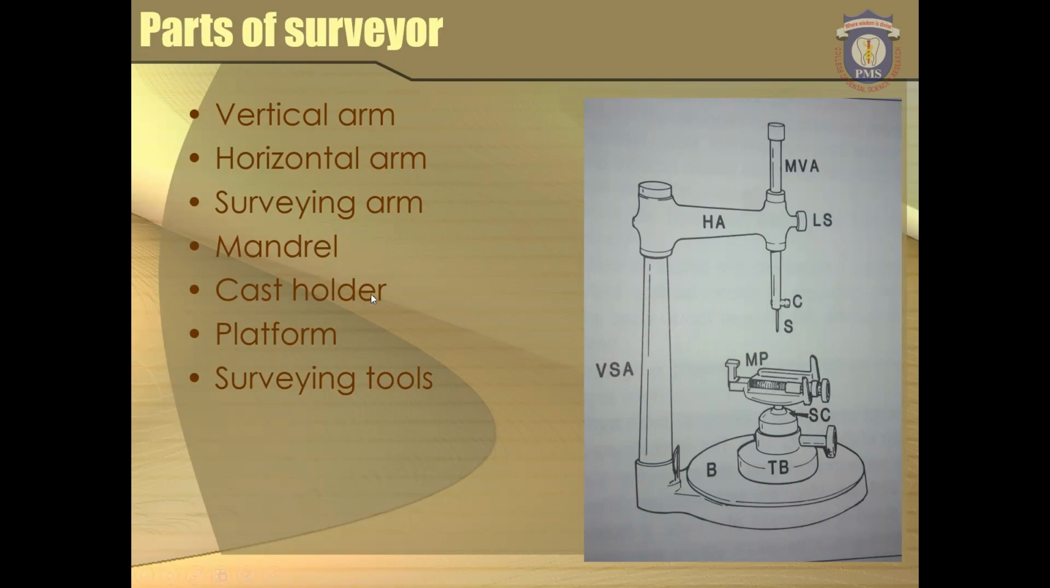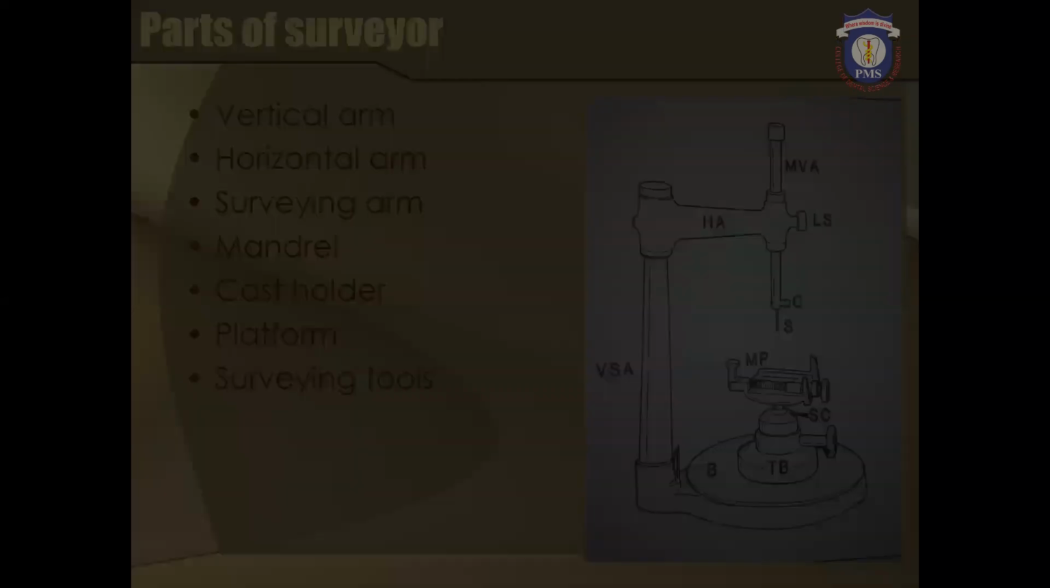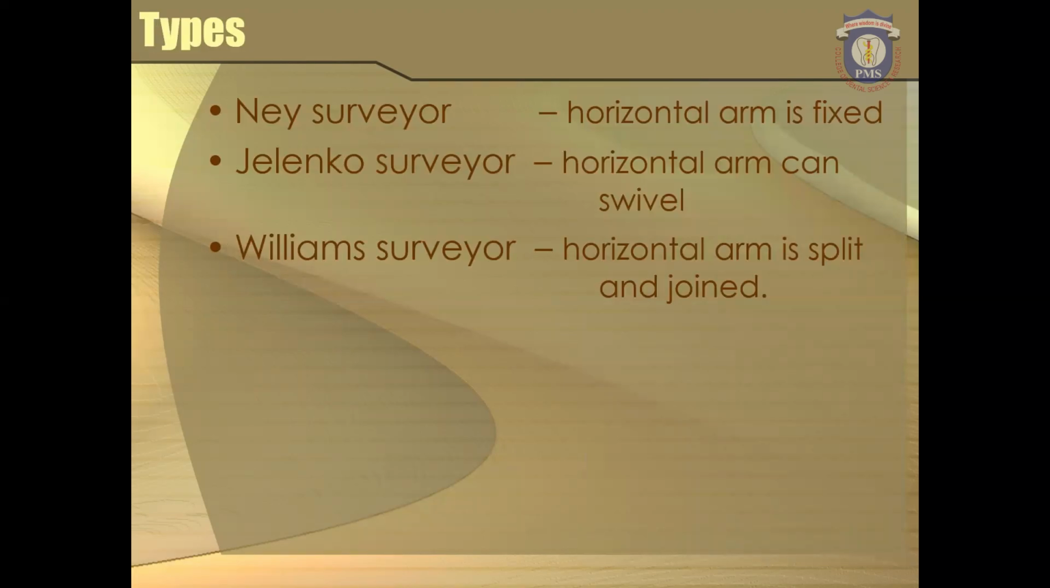Okay, so the different parts of a surveyor include a vertical arm, a horizontal arm, a surveying arm to which the mandrel is attached, onto which surveying tools can be used. Then you have the cast holder and the platform. These are the different types of surveyor. These are to name a few. There are many, 8 or 10 types of surveyors available. These are the basic types. The basic types are Ney surveyor, Jellicoe surveyor, and the Williams surveyor. We'll see the peculiarity of each in detail.